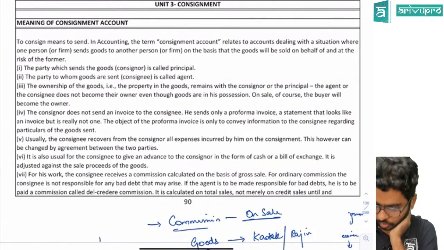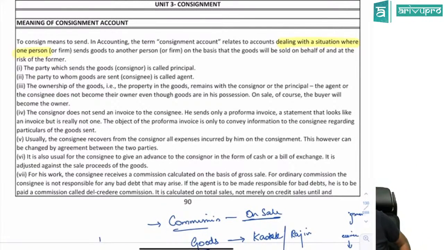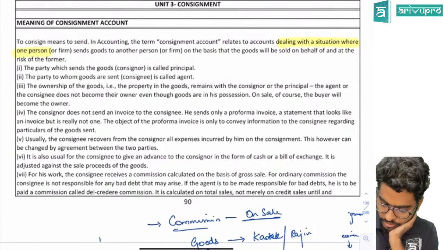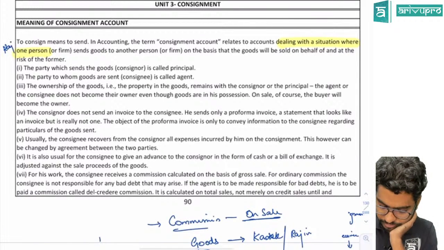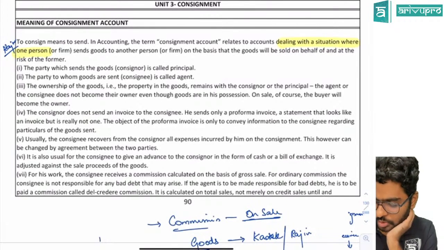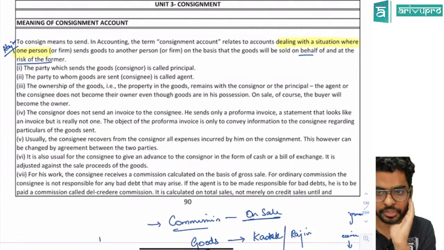Now, see here, what is consignment? It's an account dealing with a situation where one person, who's this one person now? Rajiv, sends goods to another person on the basis that goods will be sold on behalf of and at the risk of the former.